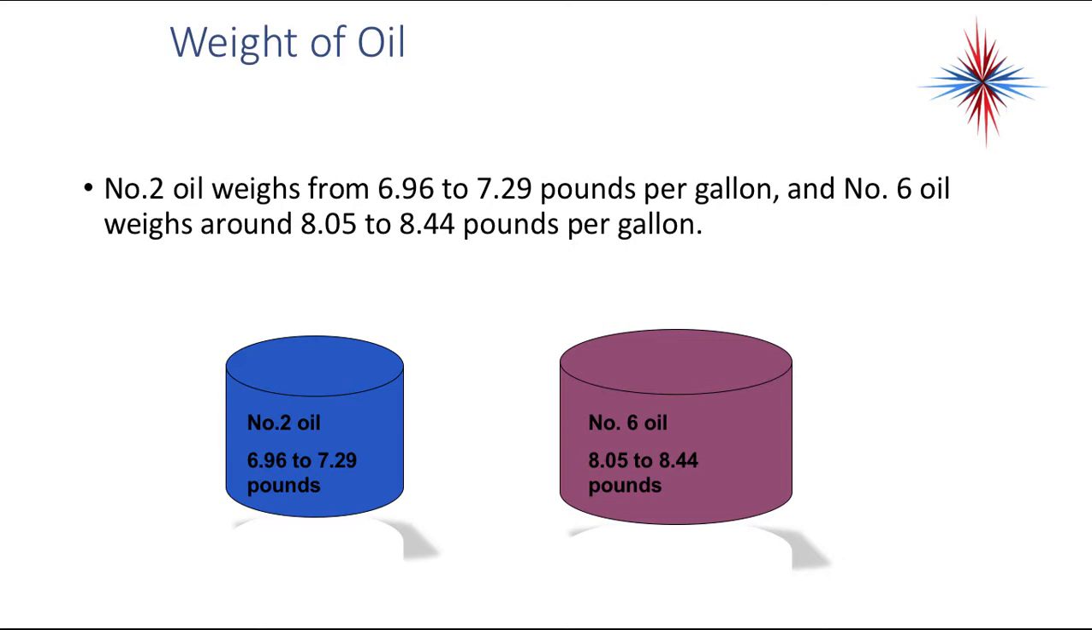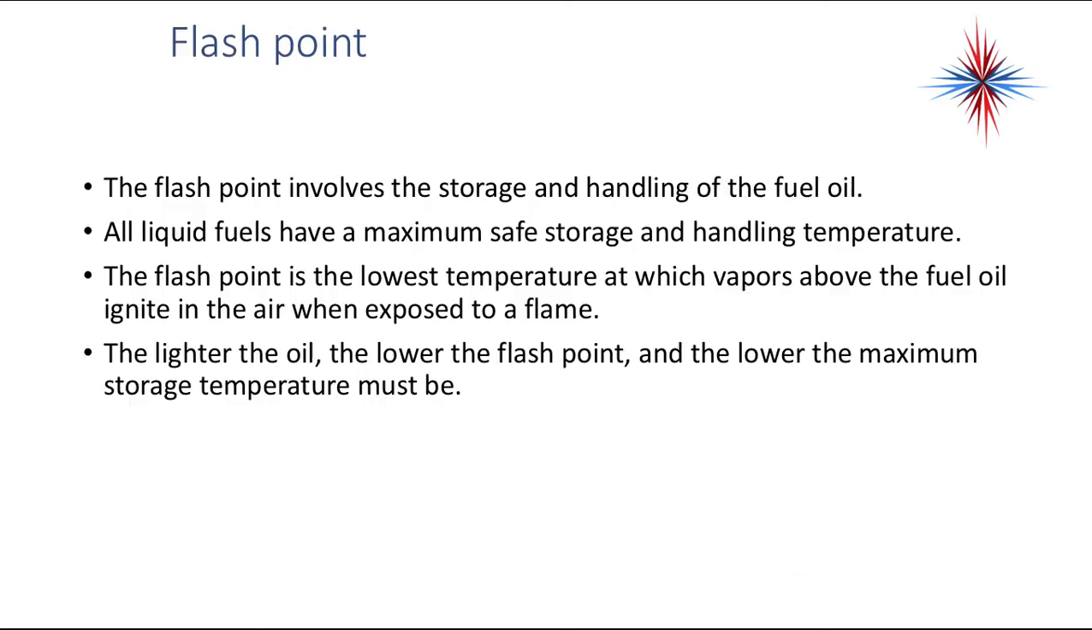So we also have one of the properties, which is the weight of oil. Number 2 oil weighs from about 6.96 to 7.29 pounds per gallon, and number 6 oil weighs about 8.05 to 8.44 pounds per gallon. So it goes to show that number 6 has a higher carbon content, so it's going to be a heavier oil.